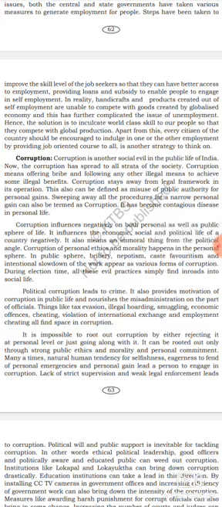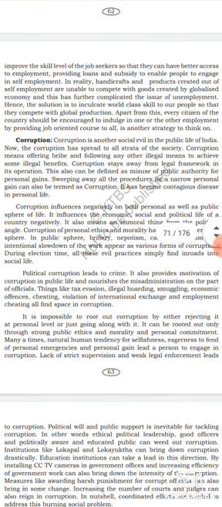Things like tax evasion, illegal hoarding, smuggling, economic offences, cheating, violation of international exchange, and employment cheating, all these come under corruption. Got it?